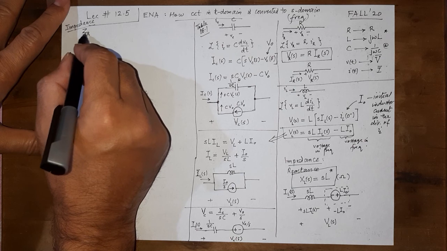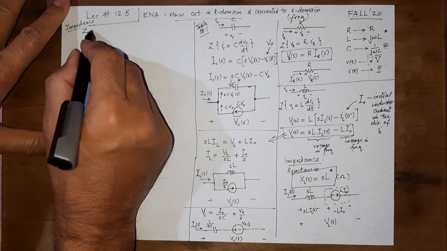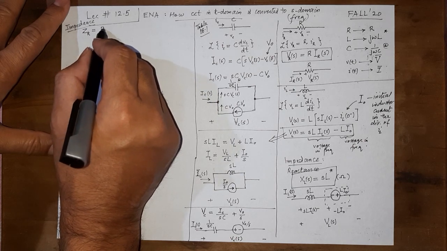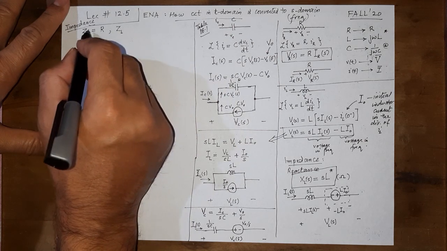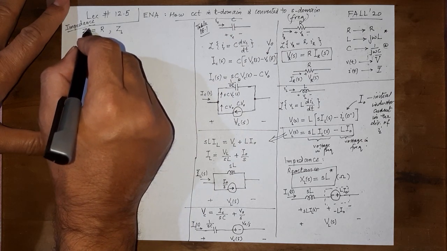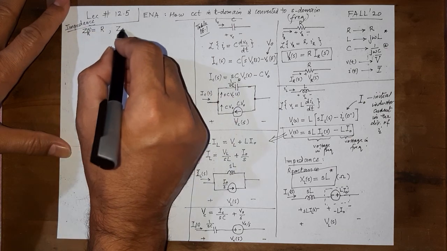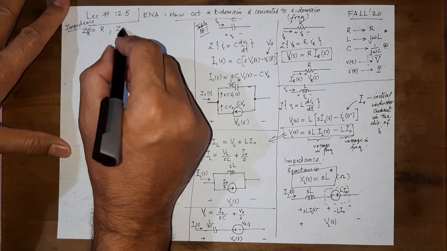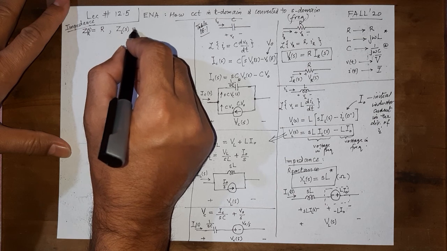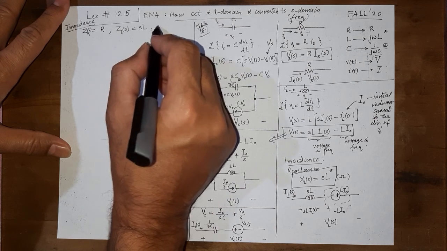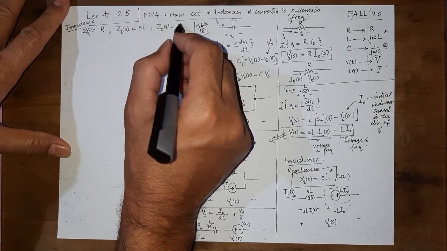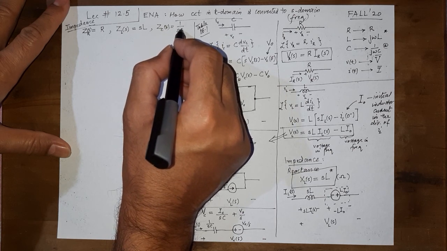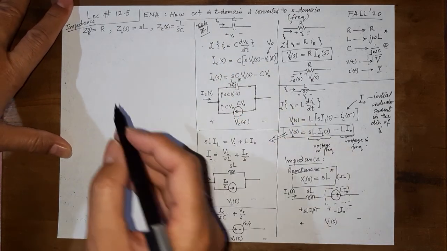So the resistive impedance is nothing but R itself. However, the inductive impedance, and remember this is a function of S. Here we don't have any S, it's a constant, but ZL of S is equal to SL and ZC of S is equal to 1 over SC. We don't have an imaginary term here.